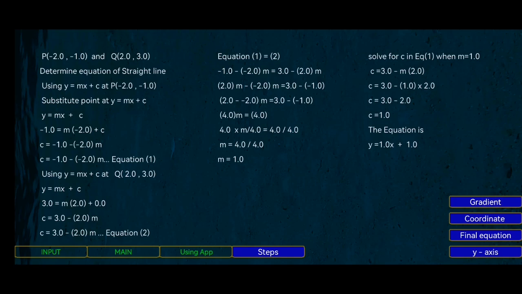So if you want to see the gradient, it will highlight for you if you press here 4 times. So it's highlighted. If you want to see the coordinate, if you press 4 times here, it will highlight it for you, the coordinate, the final equation that you are looking for. This is the equation, and then the y-intercept, which is c. This y-intercept is represented by c. So this is how it works.